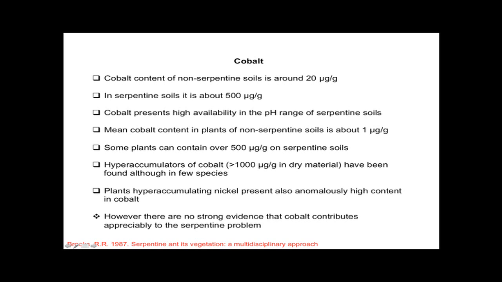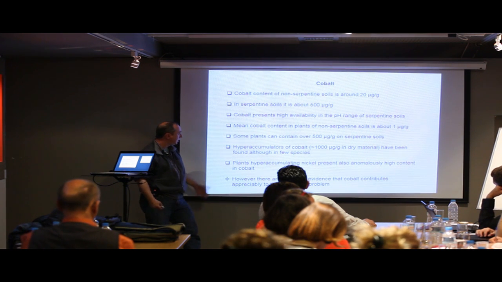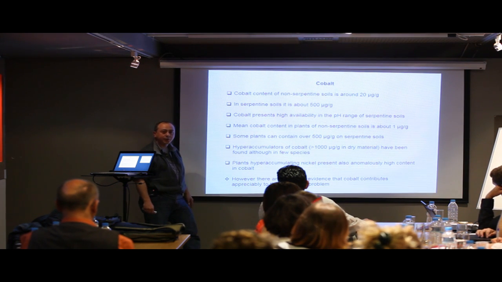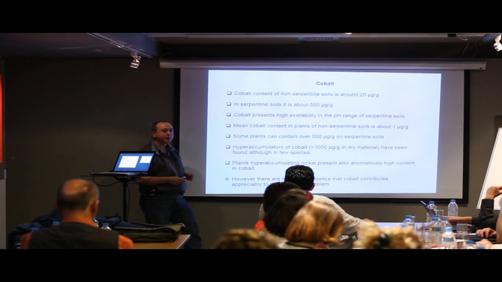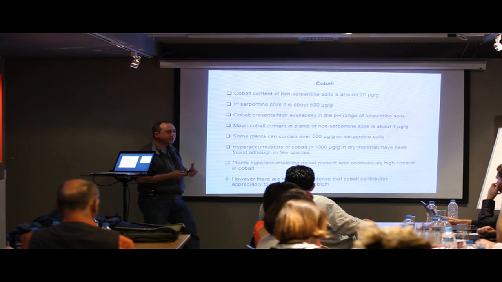And some hyperaccumulators of cobalt, that is, plants with cobalt content higher than 1,000 micrograms per gram in dry material, can be found, about 30 species. So it is a low number, and we can suppose that cobalt, although it plays some role in the serpentine factor, this role is not very significant. Okay, so of the three heavy metals, nickel is the most probable factor comprising this serpentine problem.